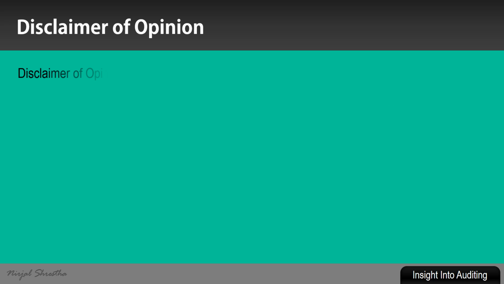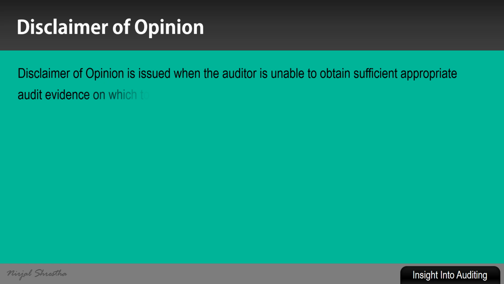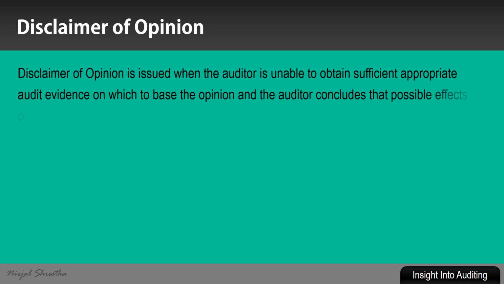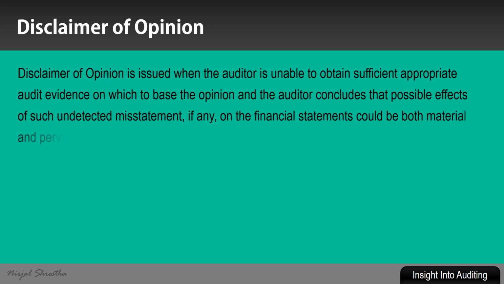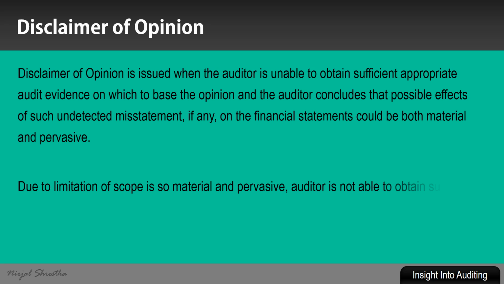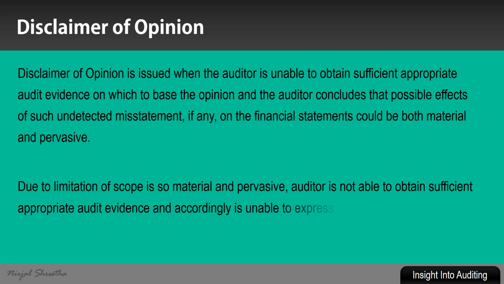Disclaimer of opinion is issued when the auditor is unable to obtain sufficient appropriate audit evidence on which to base the opinion and the auditor concludes that possible effects of such undetected misstatement, if any, on the financial statements could be both material and pervasive. Due to limitation of scope is so material and pervasive, auditor is not able to obtain sufficient appropriate audit evidence, and accordingly is unable to express an opinion on the financial statements.